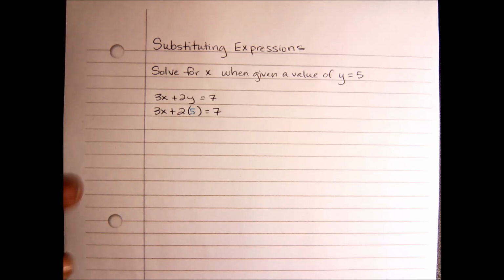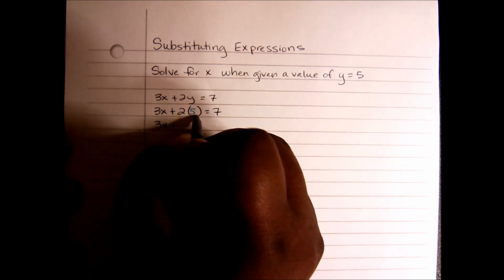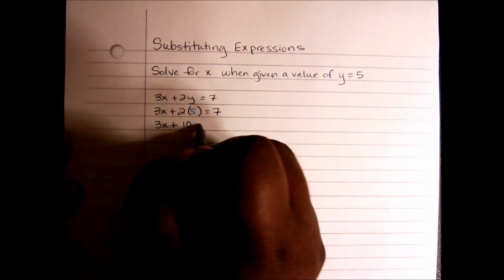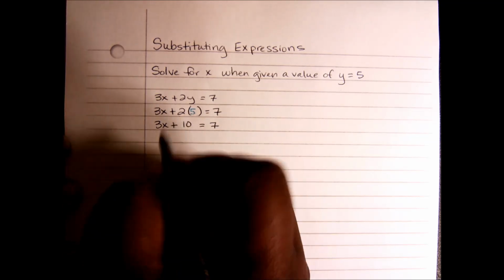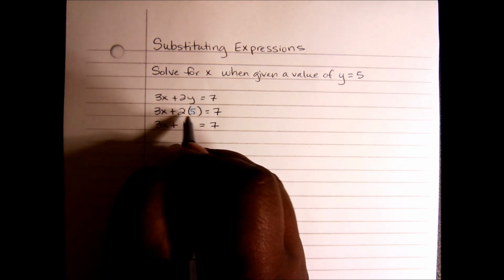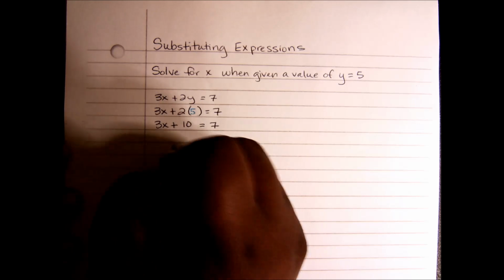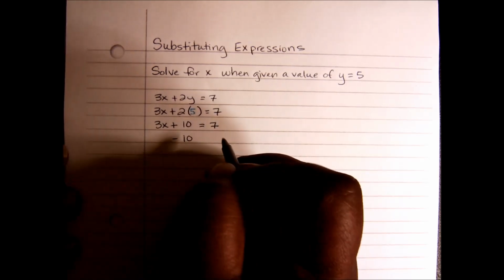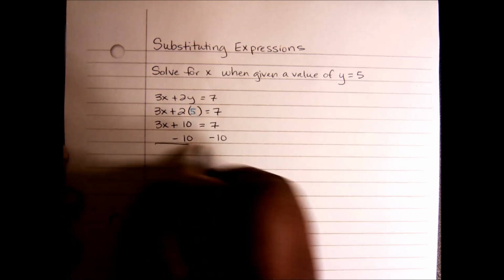Then we simplify. 3x plus 5 times 2 is 10 equals 7. Then we solve for x. This is a two-step equation. So the first thing we want to get rid of is the 10. Remember, we undo any addition or subtraction first. So subtract 10, and what we do to one side of an equation, we do to the other.